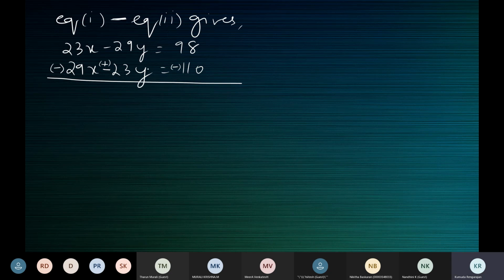Now solve the two equations. So 23x, take the new sign, forget the original sign, take the new sign. 23x minus 29x, what is it? Minus 6.